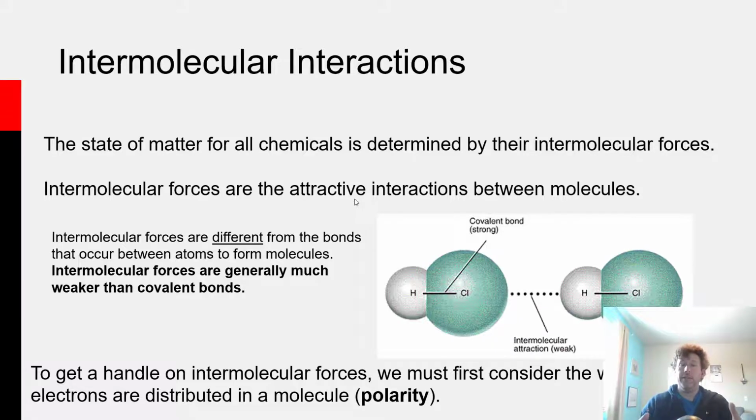To get a handle on intermolecular forces, we have to first consider the way in which electrons are distributed in a molecule. So keep your eye on the moving parts here.